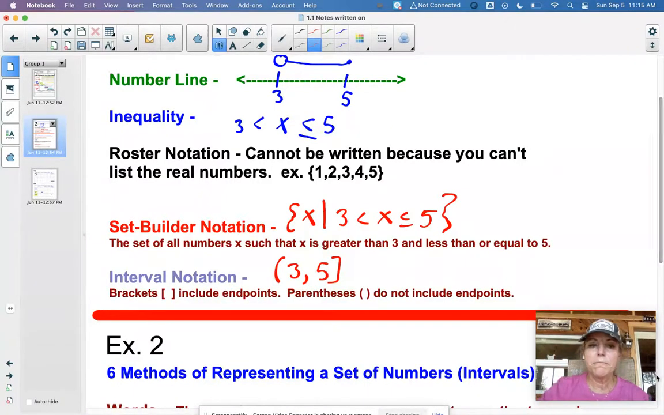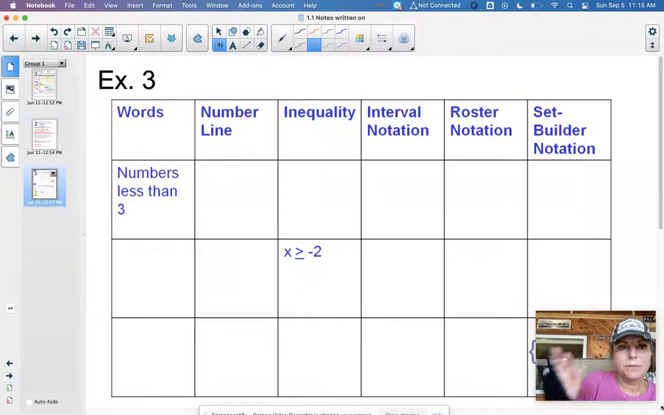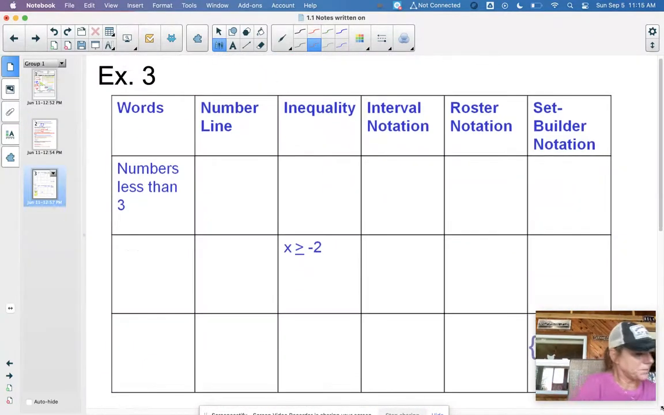All right. Example 2, we are going to do in class. Example 3. So let's fill in this chart here. Words, numbers less than 3. A number line is going to look like this. So there's our number line. And I need a dash and I need a 3. I need an open circle and I'm going that way.